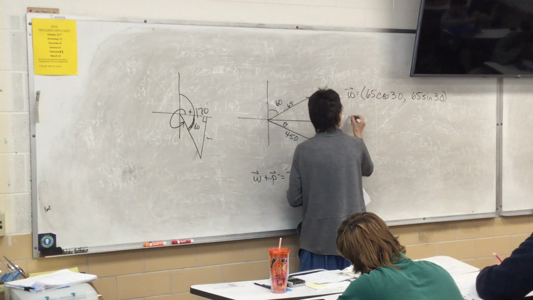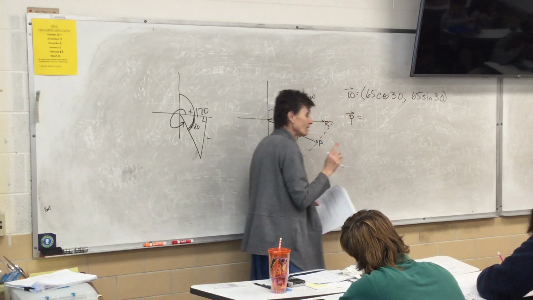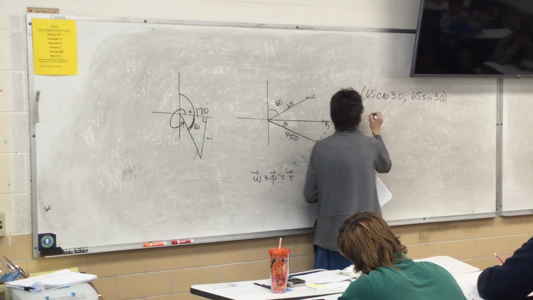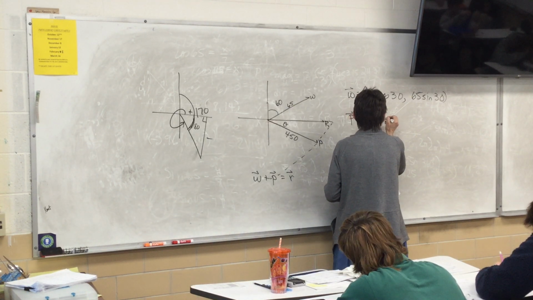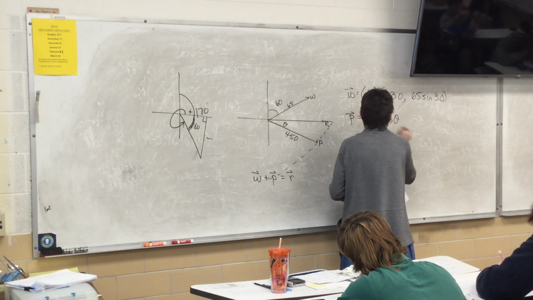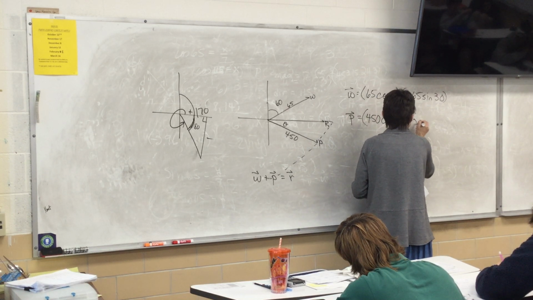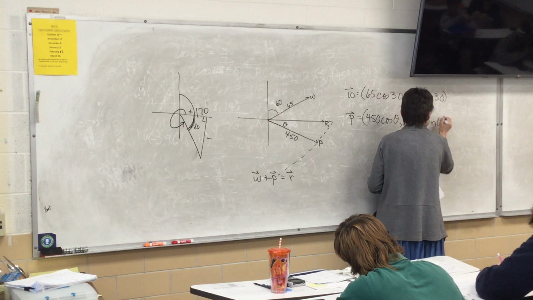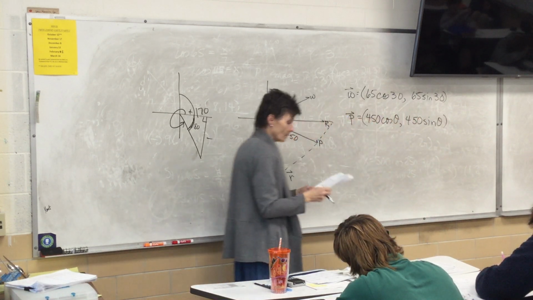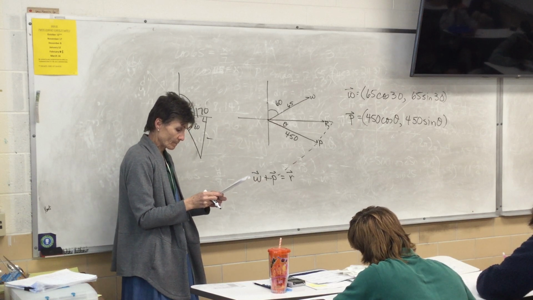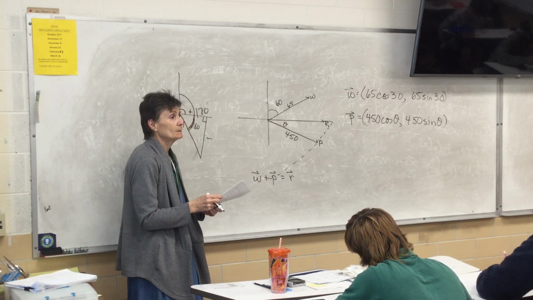All right, what are the components of the plane? Well, I don't know the angle, but can I say 450 cosine theta and 450 sine theta? Because I don't know that angle, right? That's what I'm trying to figure out.